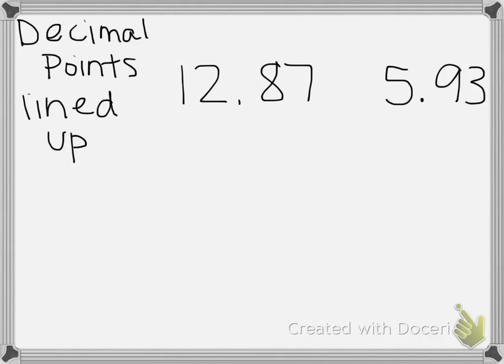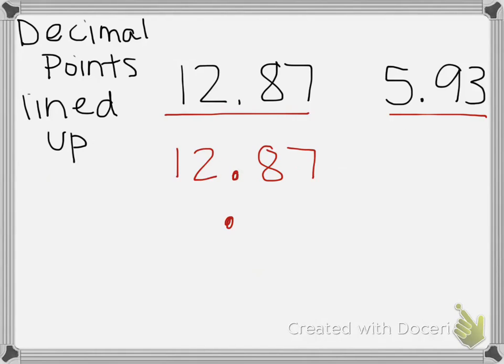Another tip is to line up your decimal points. So here when I look at my numbers, I see I have a 4-digit number and a 3-digit number. So I want to line up those decimal points. So that means that my decimal points need to be right on top of each other. So I have 12 and 87 hundredths and 5 and 93 hundredths.